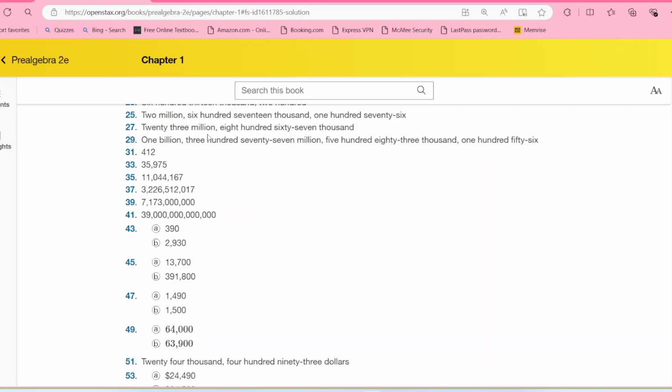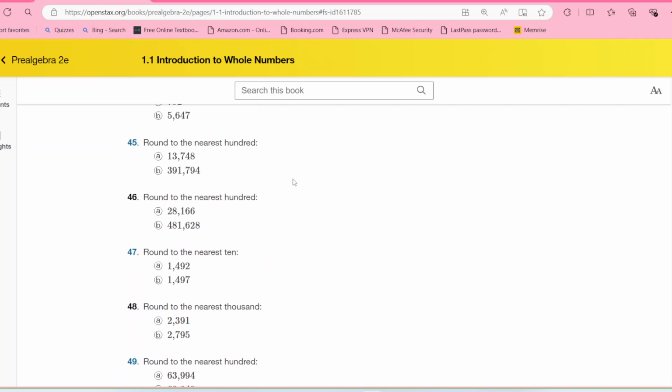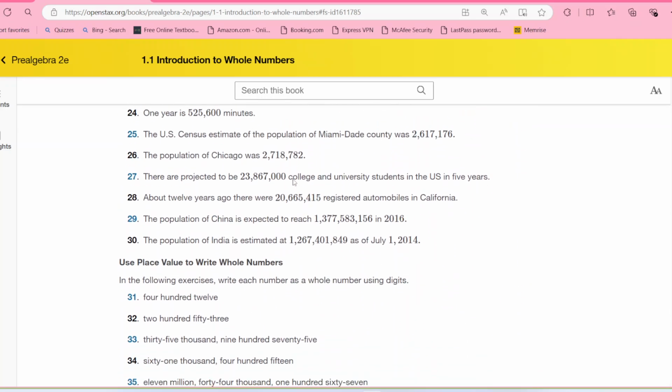23 million. All right, so it looks like they don't hyphenate before the name of a period, but they do hyphenate at the end of the name. This is before the name of a period, though. I don't know why they're hyphenating sometimes, but not hyphenating. Yeah. Again, not a huge deal if you don't hyphenate. But 23,867,000 students. Right.